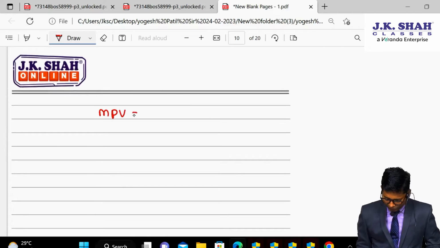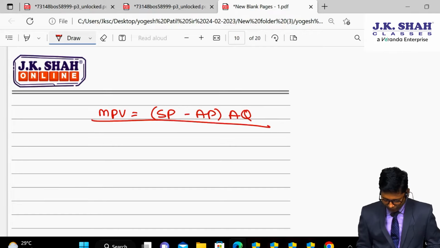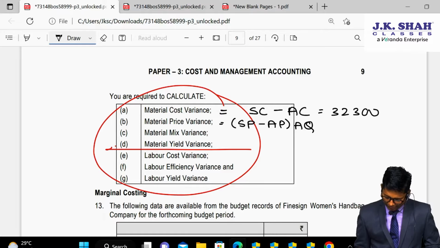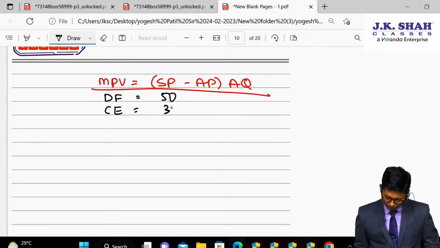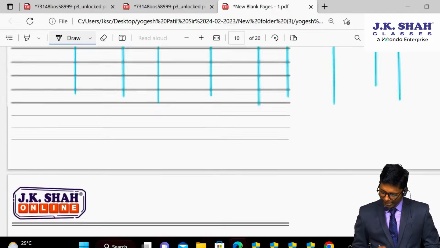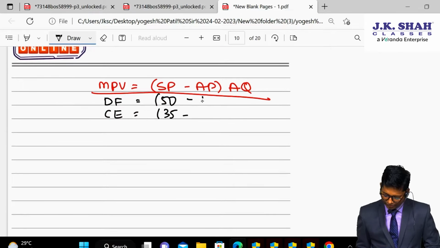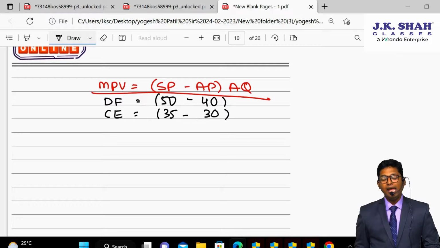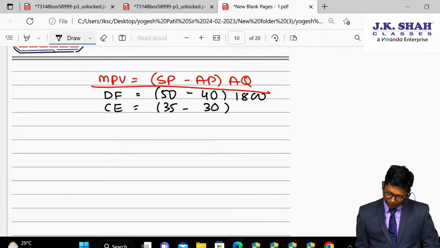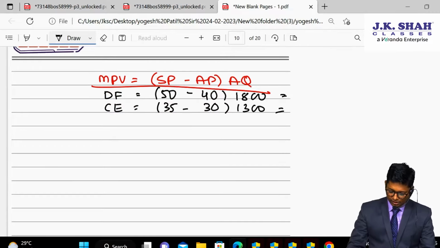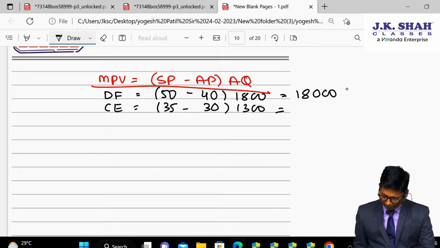Material price variance is standard price minus actual price into actual quantity. We are dealing with two materials. First one is DF, second one is C. The standard prices of materials is available in our table. You need not check your question. It is 50 and 35. From your standard prices, you should deduct the actual prices, and actual prices are 40 and 30. Everything is available in the table, you can see. Actual quantities are also available. Actual quantities are 1800 and 1300. Simply you need to multiply this. You are going to get your answer. So it is 18,000. Positive answer is favorable.